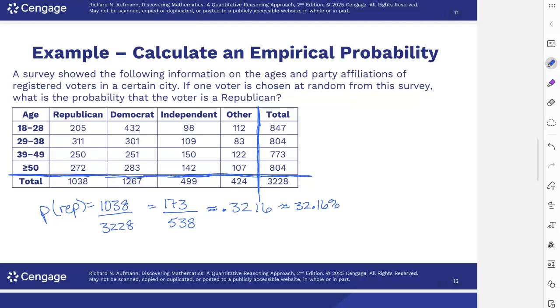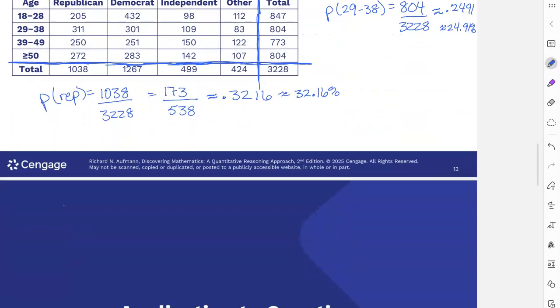So what if I asked, what's the probability that a voter is between ages 29 and 38? I would count how many I have in that category. So that's 804 out of the total. About 24.91%. So you can see how we can read that contingency table.